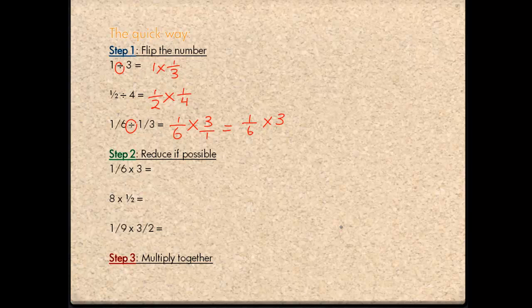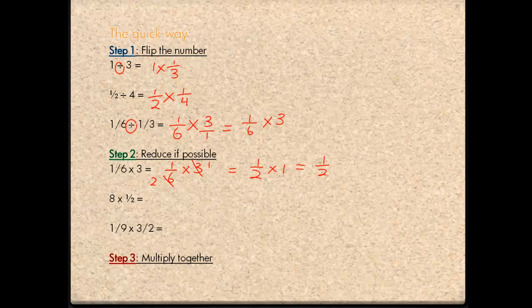Now the second step, reduce if possible. Remember, only the top and bottom can be reduced, not top and top, or bottom and bottom. 1/6 times 3. My 3 and 6 are both divisible by 3, so that gets changed to 1 and 2. Now my new equation is going to be 1 over 2 times 1, which is just 1/2.